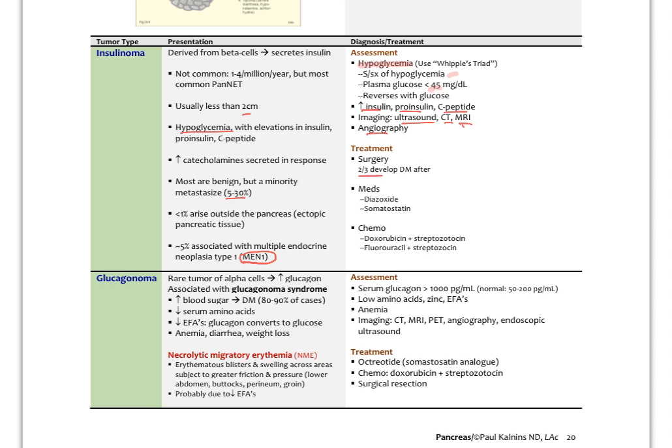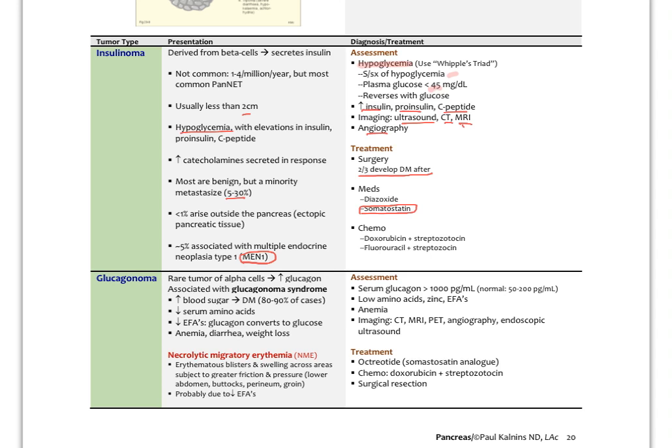Unfortunately, almost 2/3 will develop diabetes after the surgery. And there are different medications, in particular somatostatin. Remember, that inhibits the beta cell secretion, so that could be used as treatment. And then there are different chemo regimens, doxorubicin with streptozocin and fluorouracil with streptozocin might be used as well. So that's an insulinoma.